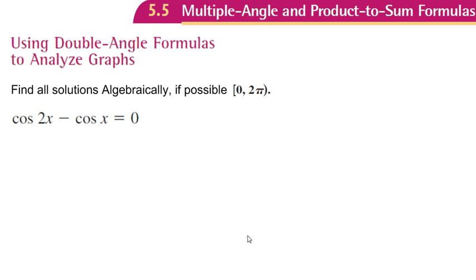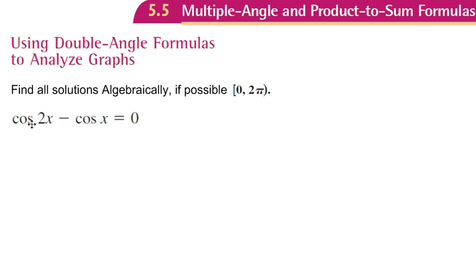And the reason why this says "if possible" is because there are times where even if we manipulate the equation, we can't find it algebraically. So that means that you have to revert to the graphing calculator and use the features on there to find the zeros. But this one we can do algebraically, so let's get crack-a-lackin'.